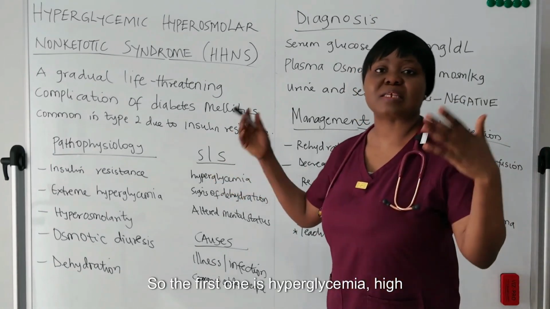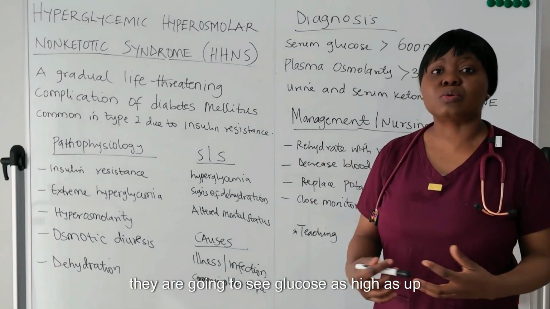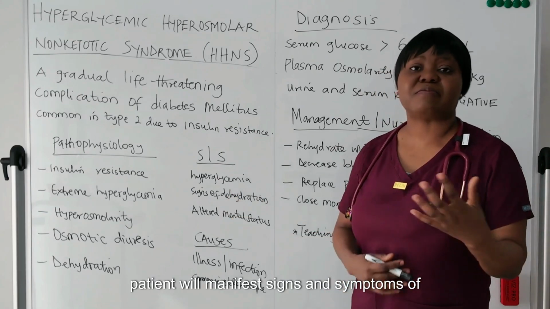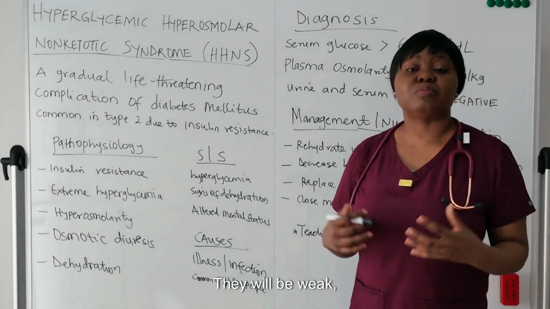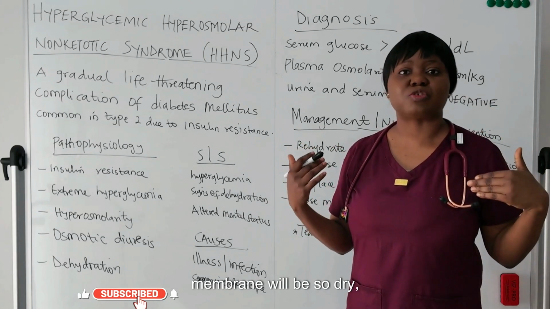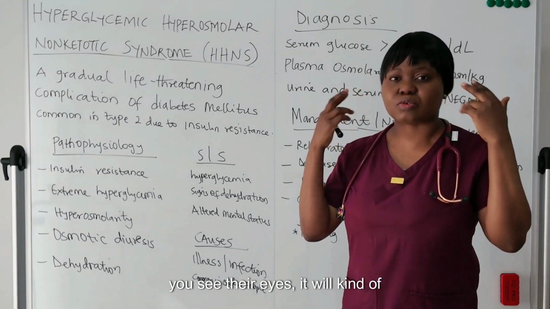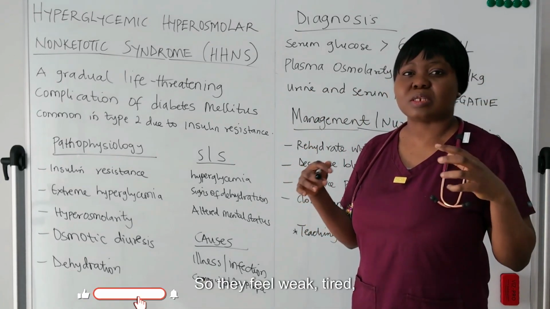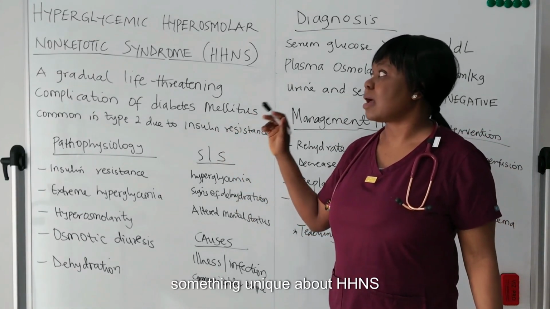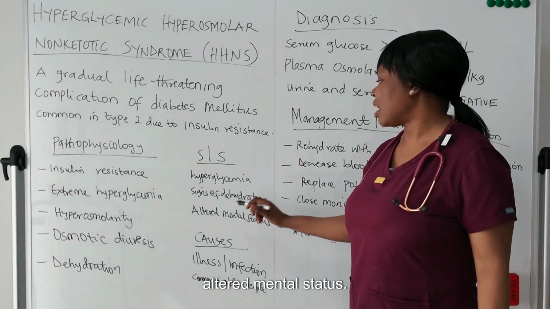The first one is hyperglycemia, high glucose in the blood. When they do the blood test, they are going to see glucose as high as up to 600 milligram or more. Then the patient will manifest signs and symptoms of dehydration. They will be weak. They will look dry. The skin and the mucous membrane will be so dry. There will be sunken eyes. When you see their eyes, it will look as if they are sunken in. They feel weak, tired, and all that. Now, something unique about HHNS that may not be seen in DKA is altered mental status.